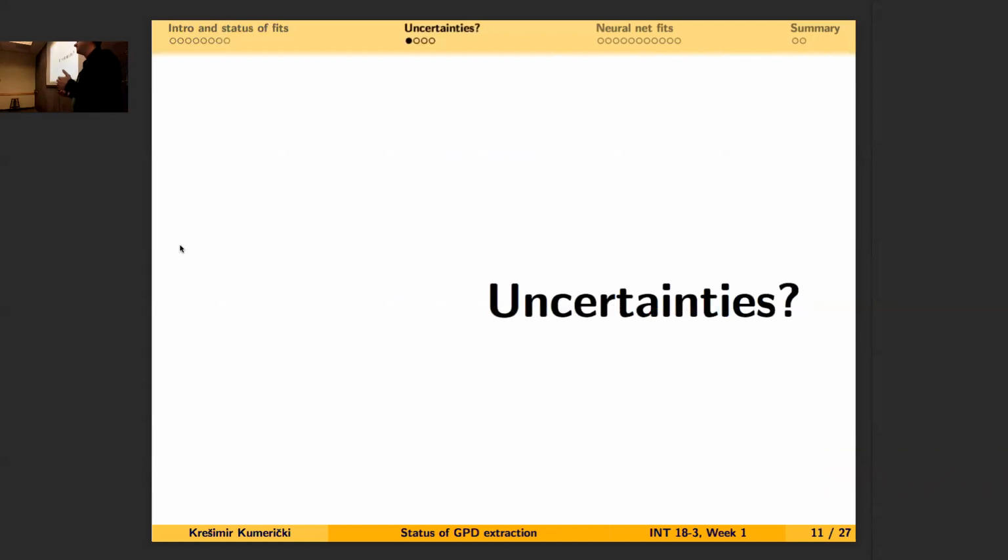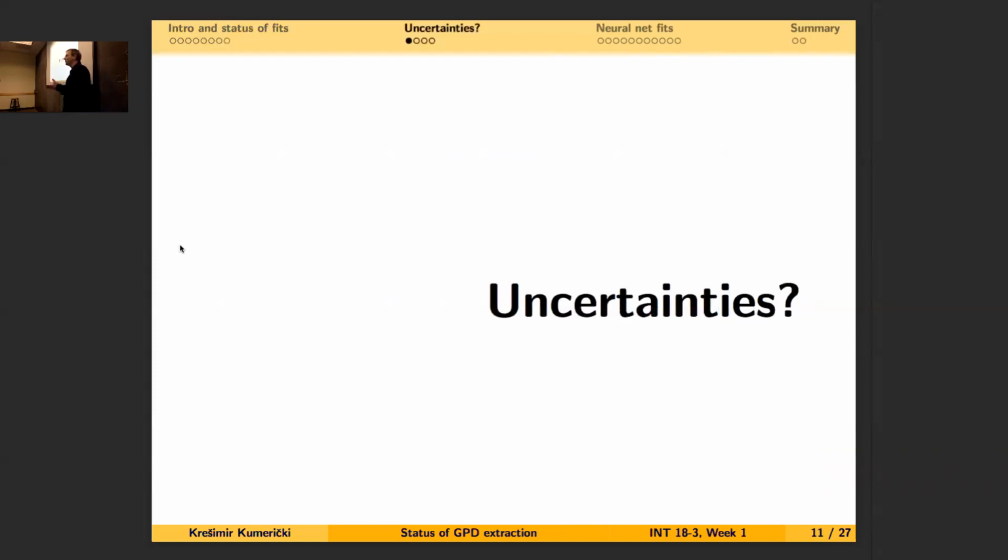This is really a problem in the sense that throughout the years we have never published the error bars. We were always asked, what about error bars? And we never published them. We were reluctant to publish them because there are always uncertainties that are not under control.